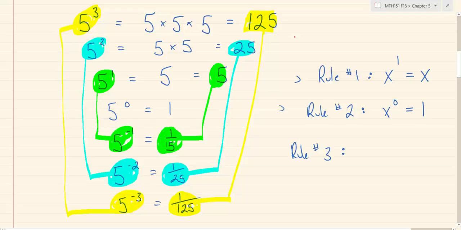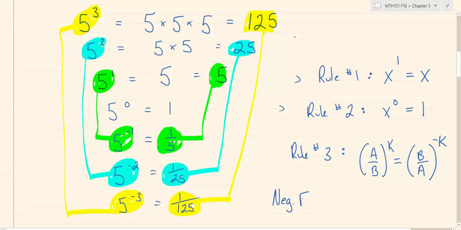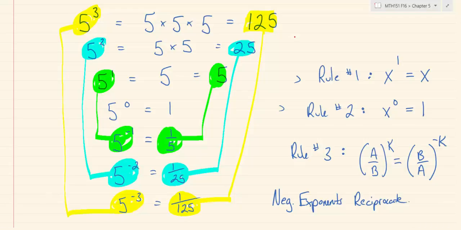What's the rule? If I had a over b to the k power, what is that equal to the negative k power? B over a. So this rule says that negative exponents reciprocate. They don't make the number negative. Instead, they reciprocate it. They flip it. So negative exponents reciprocate.